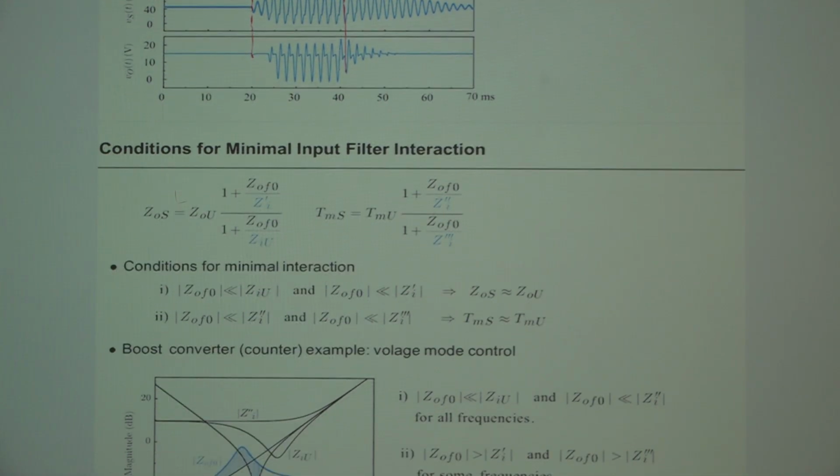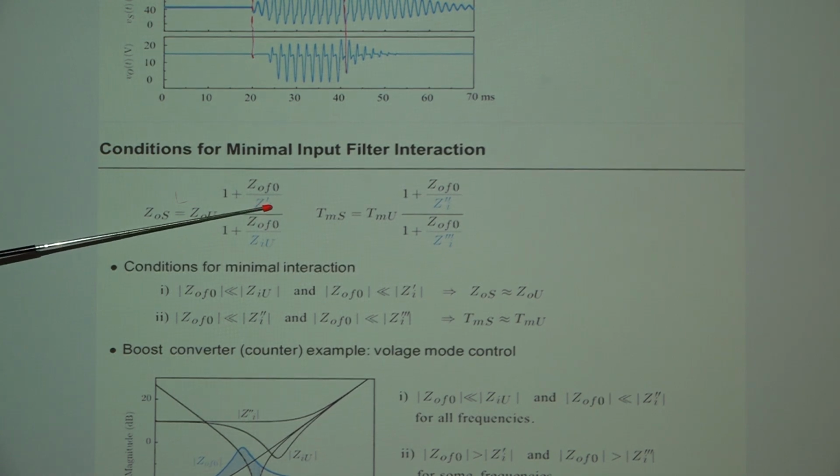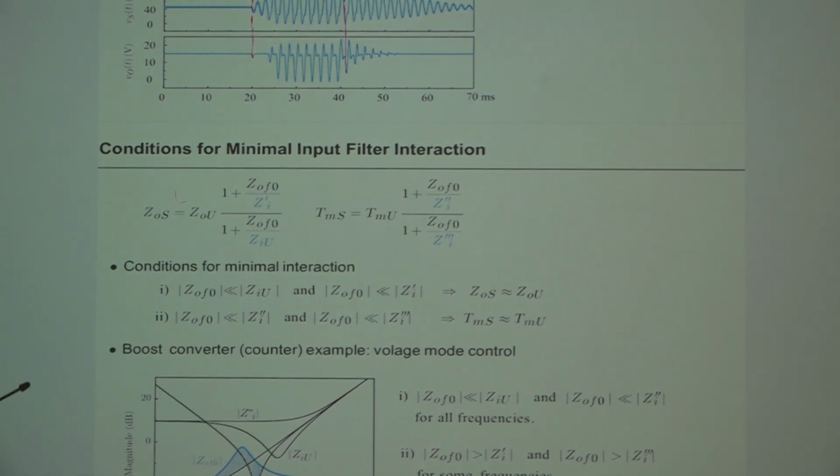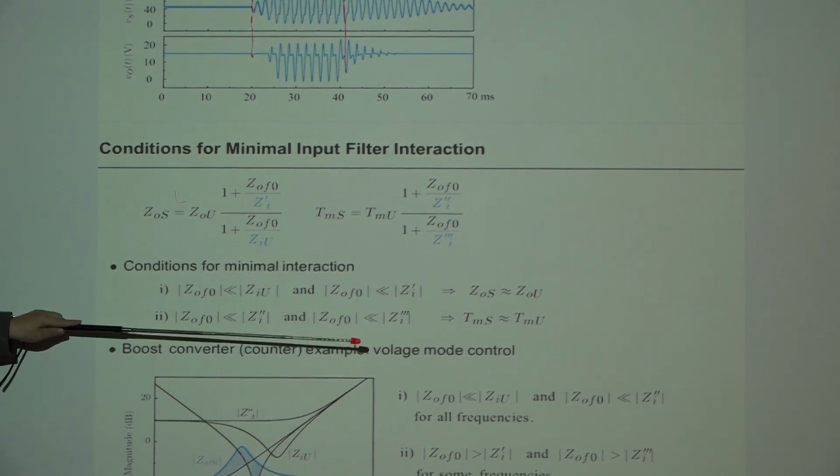Okay. How about this? Stability is okay, but still you have a problem with this. Right? G_OS, you have this G_I prime and double prime, triple prime. So minimal in-filter interaction means the in-filter does not affect the performance of the downstream converter, not significantly. That means you should have this inequality. So G_OF, G_O0 should be smaller than everything for different input impedance. That is a very, very demanding requirement for some cases.